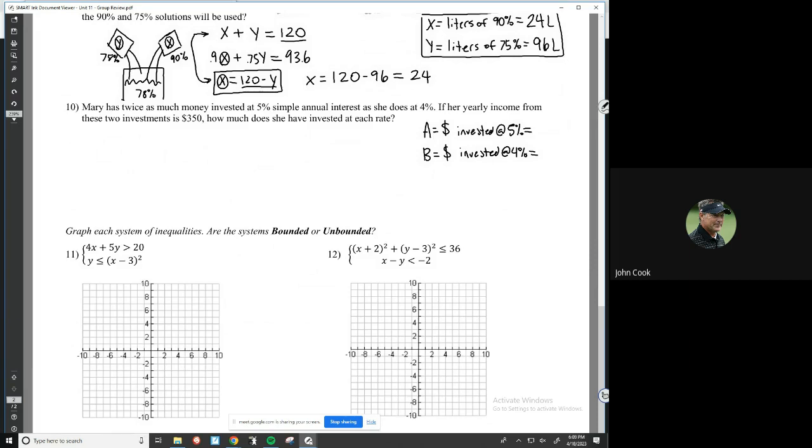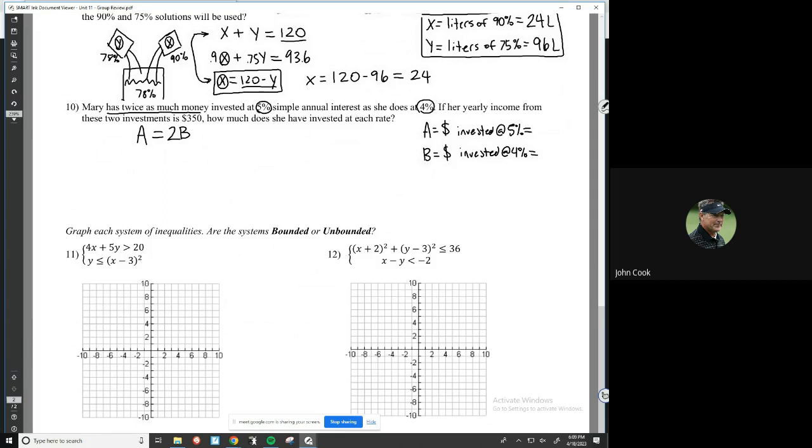All right, let's see what we get here. So Mary has twice as much money invested at 5% simple annual interest as she does at 4%. So that tells me that the amount of money that she has invested at 5%, so A, is twice as much as B. So if I multiply B by 2, that'll give me A. That's how I get my first equation.